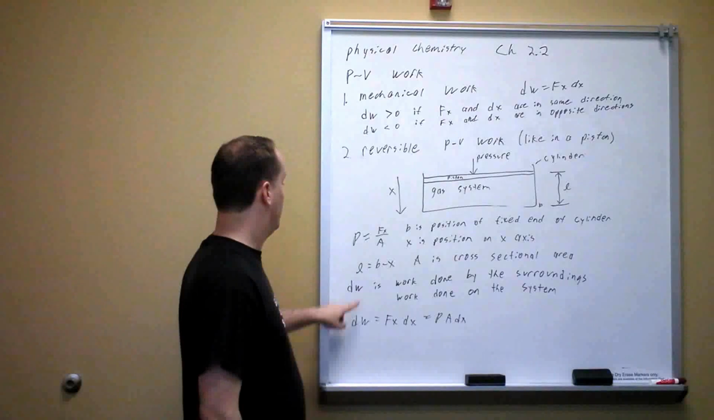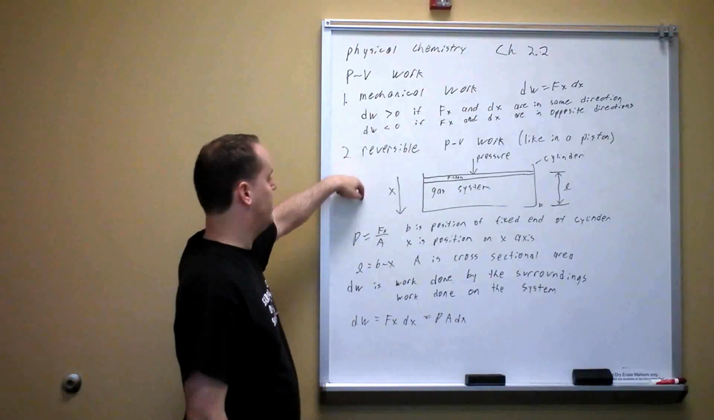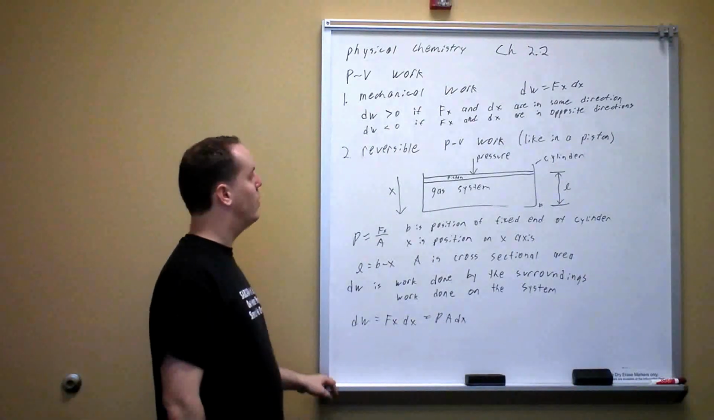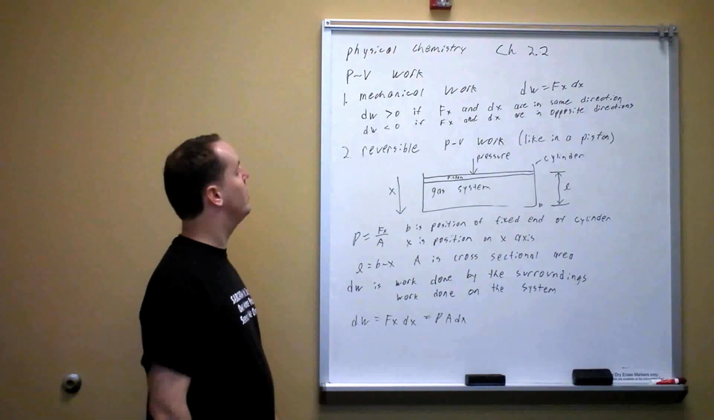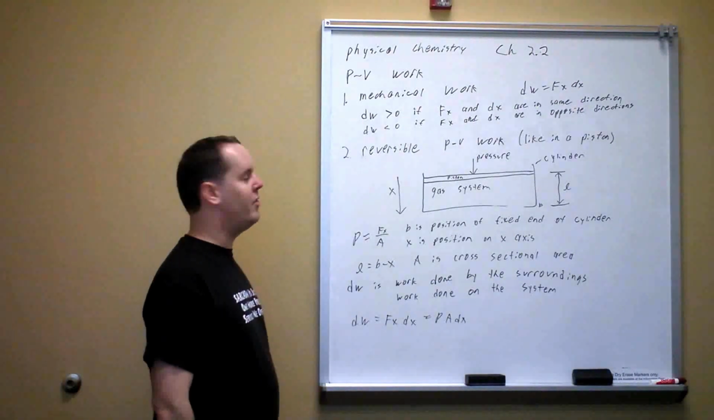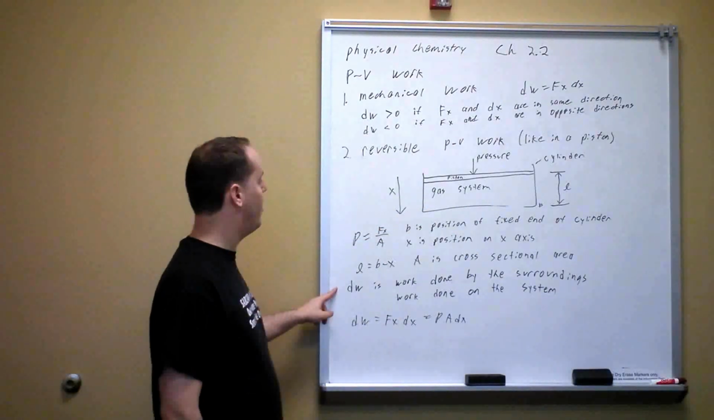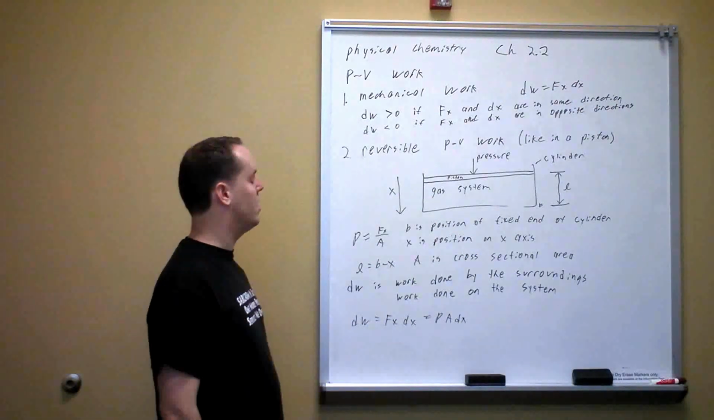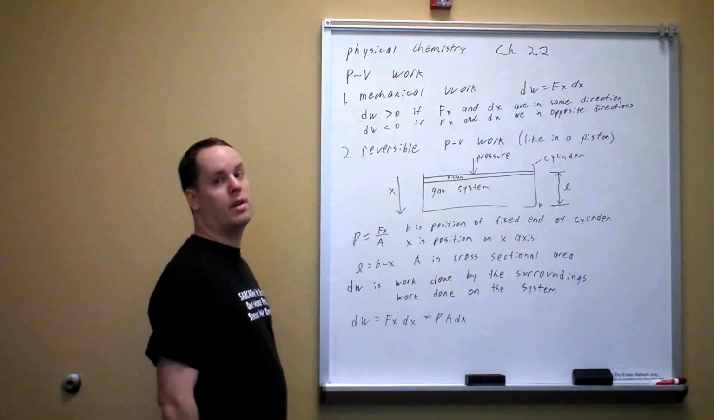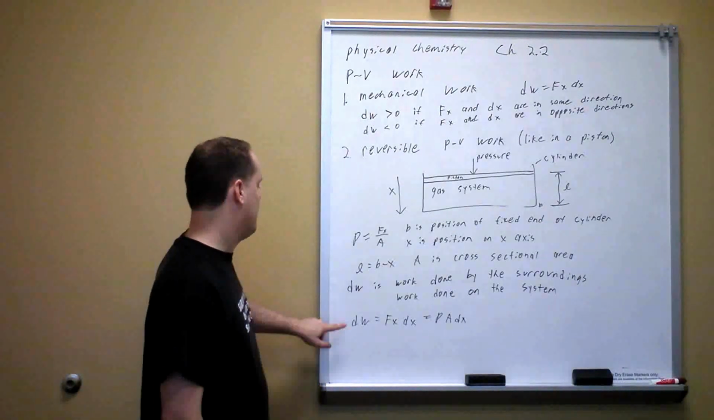So dw, this is our convention. If dw is positive, it's work being done by the surroundings or on the system. The reason this makes sense is because if work is being done by the surroundings or on the system, then the energy inside of the system is increasing. So if you have positive work, you're going to have positive increase in energy of the system. And if you were to do minus work, then your system would be losing internal energy.